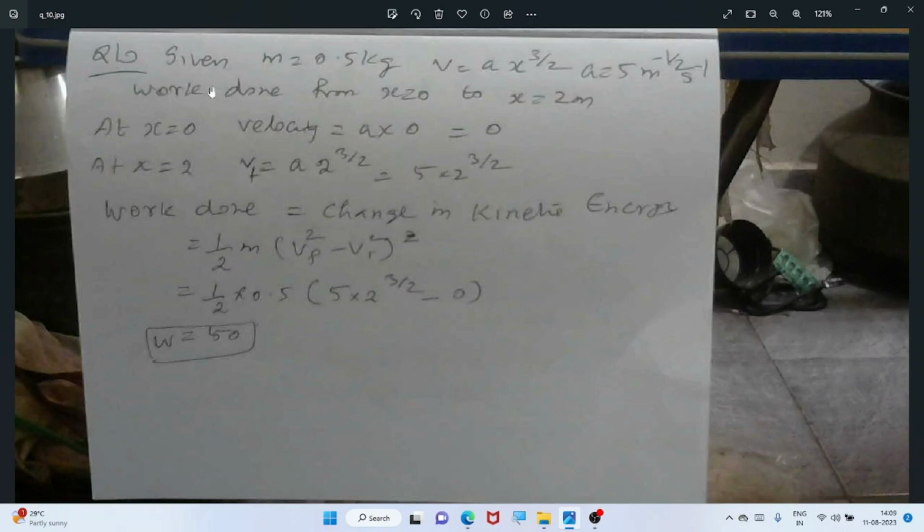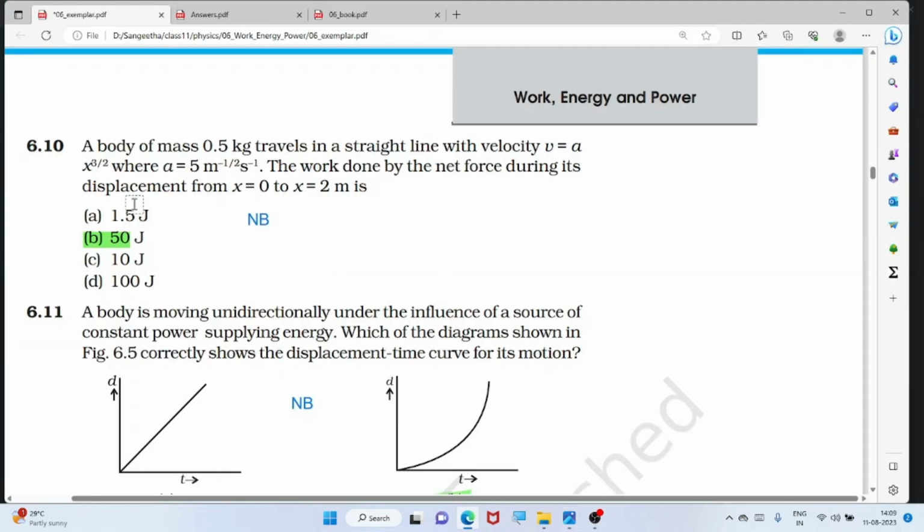The acceleration is given. Work done from x equal to 0, the velocity will be 0. At x equal to 2 meter, this is the velocity, a into, after substitution you will get. So work done is the change in kinetic energy, half mv square, final velocity minus initial velocity. So we get this answer.